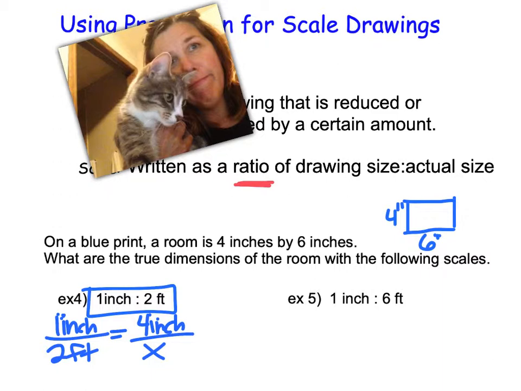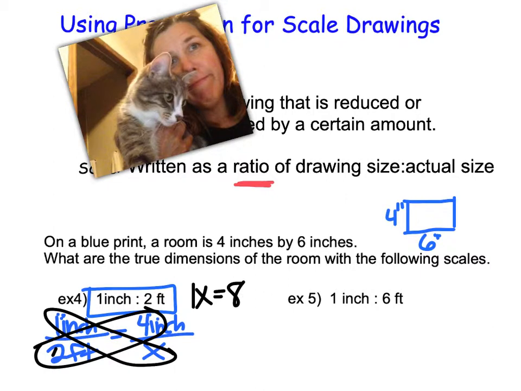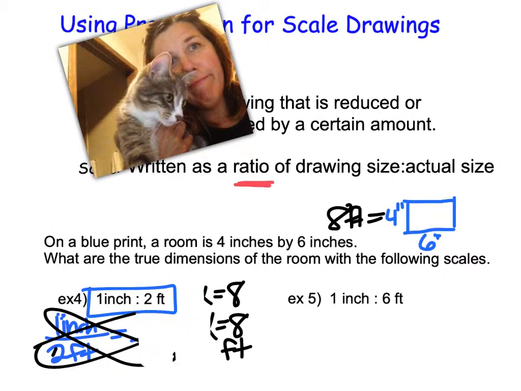And then you cross multiply and you would get the fact that 1x equals 8. And then, so 8 is actually the width in feet of that part of the room. So then you would have to do another proportion. You'd have to say, for the other dimension, we would erase these, and now the 1 inch scale over 2 feet would be equivalent to 6 inches on the map over some value in real life.